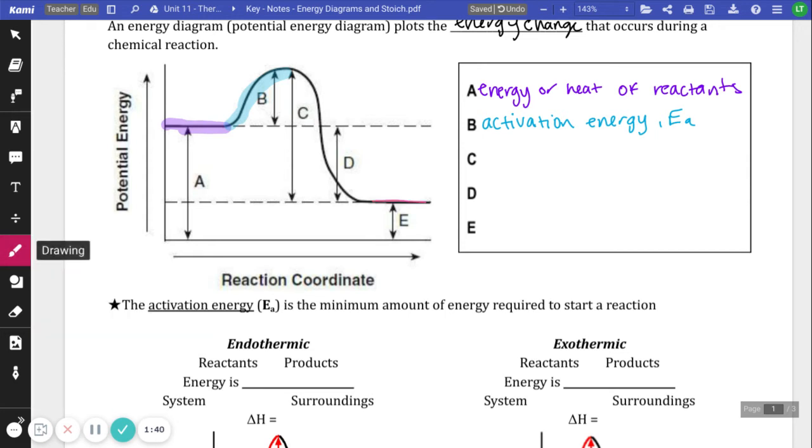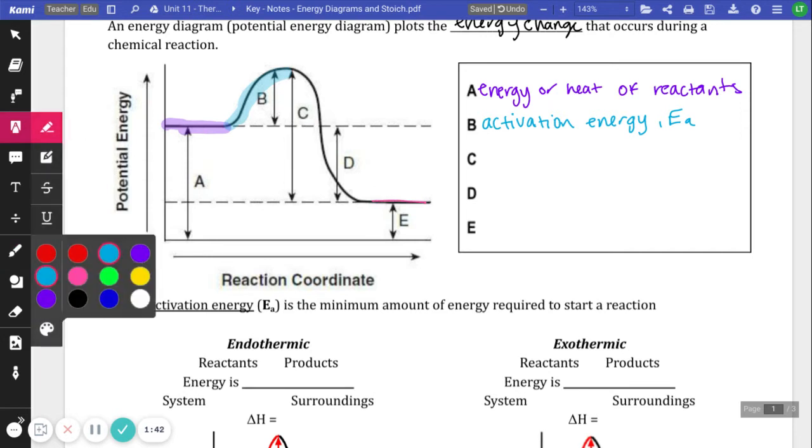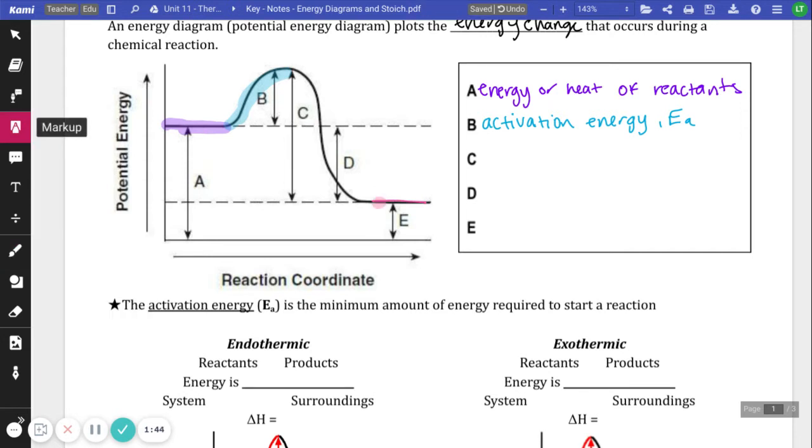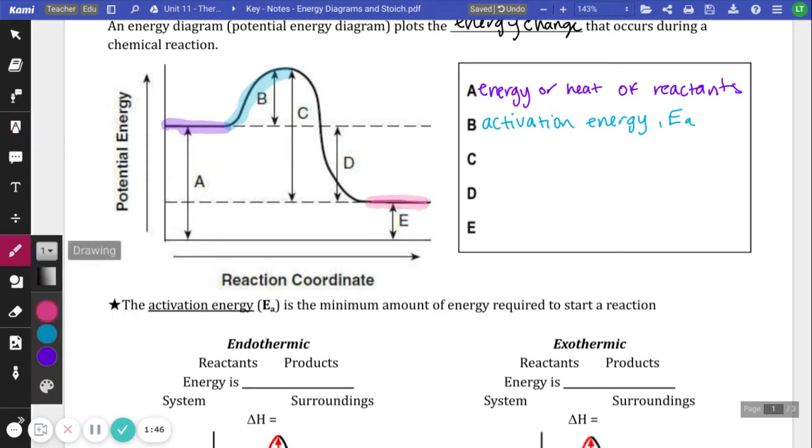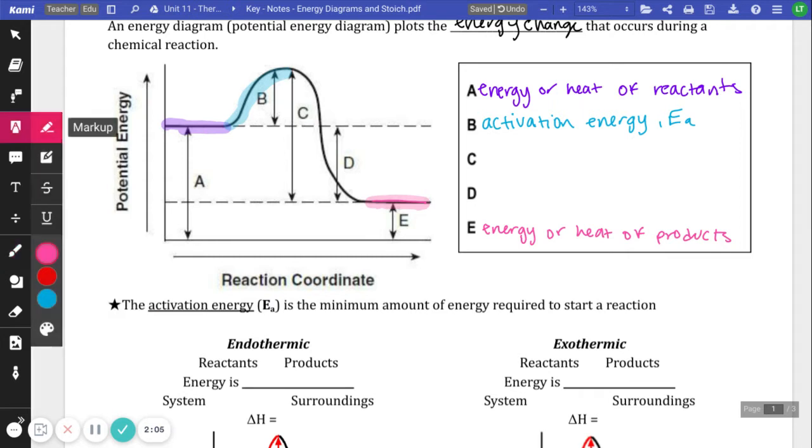Then I'm going to come over here to E. And E is the energy or heat of our products. So energy or heat of our products.